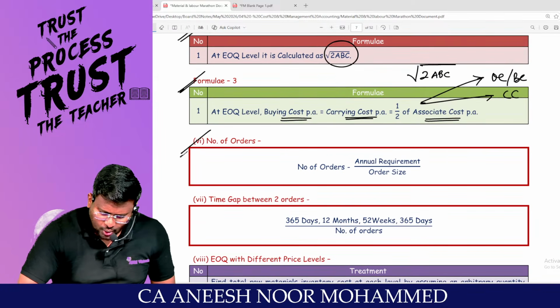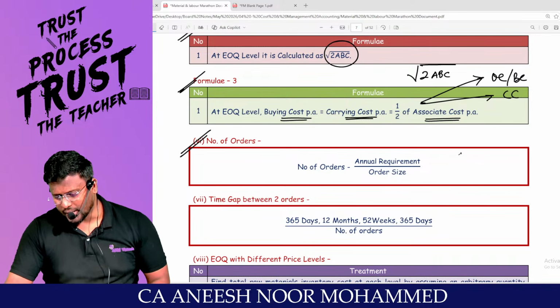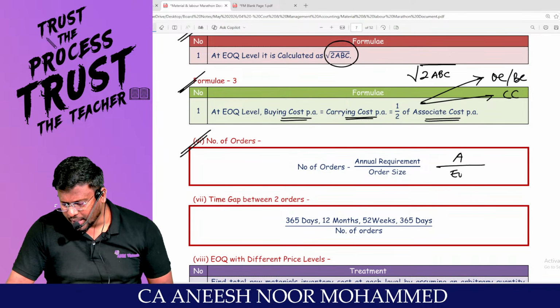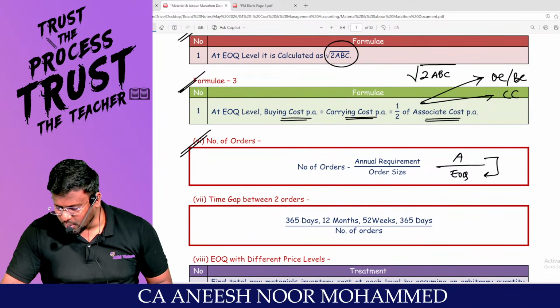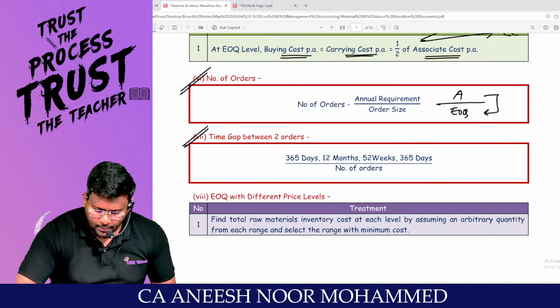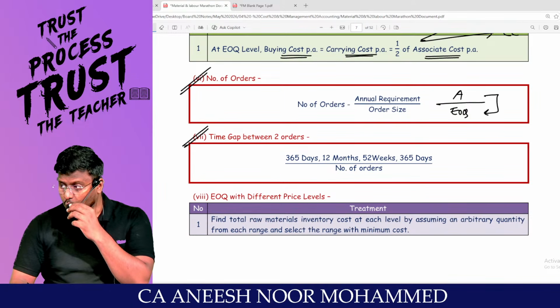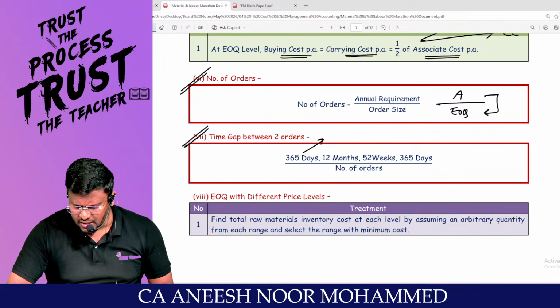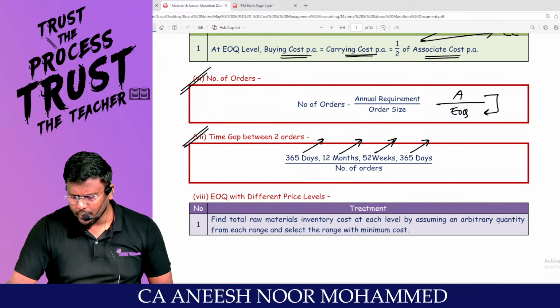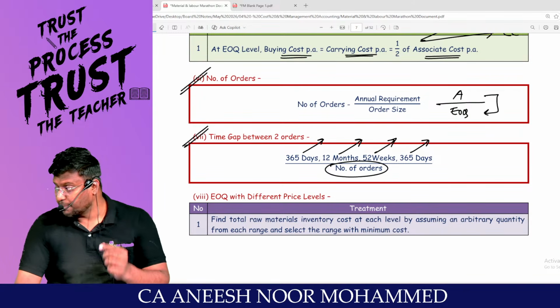Sir, how will you find the number of orders? First you tell me what is your annual requirement divided by, every time how much you will order? EOQ. So A divided by Q, the annual requirement divided by EOQ. This will be a very important question. How much time gap will be there between two orders? You want to calculate 365 days or 12 months or 52 weeks: 365 days divided by number of orders.